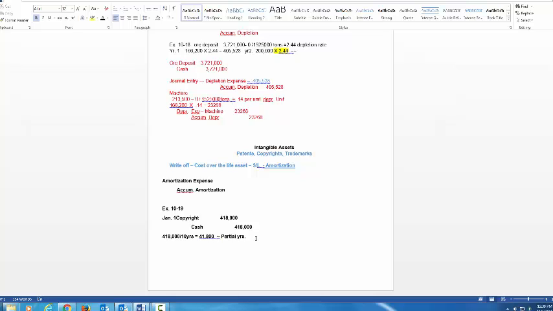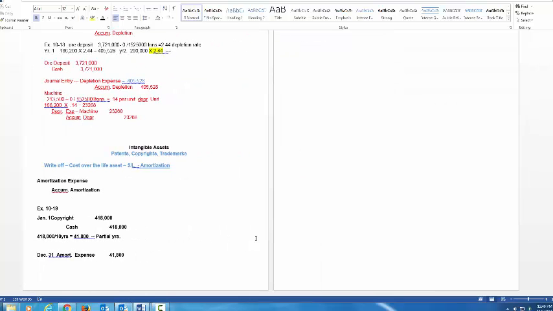And so I would debit on December 31st. Remember, these are adjusted entries. This depreciation, depletion, and amortization are all adjusted entries happening at the end of the year. So I would debit amortization expense, abbreviating, for $41,800, and I would credit accumulated amortization for $41,800.